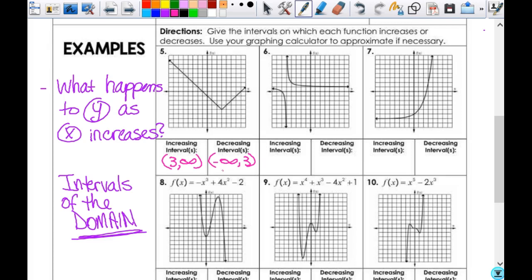So is there anywhere, as I go from left to right on my domain, is there anywhere where the y is increasing? No, because if I start way out here at negative infinity, as I go along my x-axis, it's decreasing the whole time, right? Then I get to here and it jumps back up here, but that doesn't count as increasing, and then it still continues to decrease. Does that make sense to you? So my increasing intervals, there's none. My decreasing intervals, so can I just write one interval? No. I have to go from negative infinity to where?